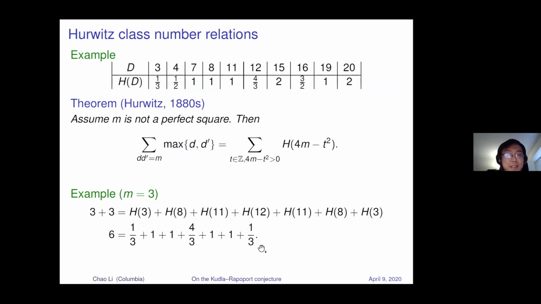So I hope this simple example already illustrates how non-trivial the Hurwitz formula is, even in the simplest case. It's probably the last way you would imagine to decompose 6 into a summation of 7 small rational numbers. Okay, so I want to give you some idea of how Hurwitz proved this formula.